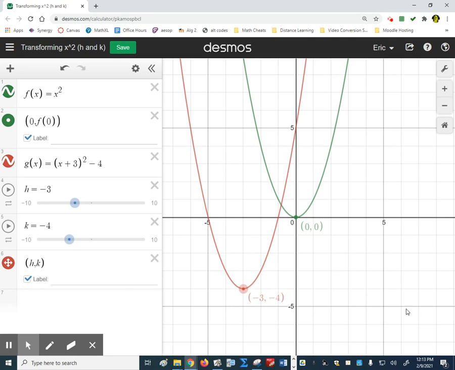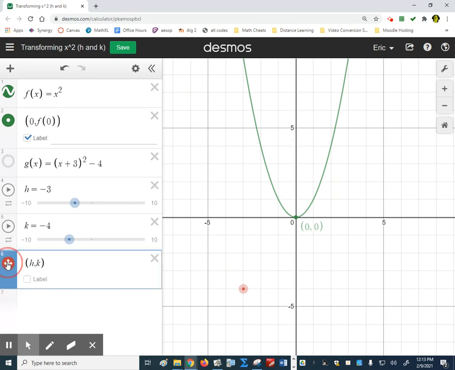Look what it did to the vertex. The x coordinate got 3 smaller, and the y coordinate got 4 smaller. So it went left 3 and down 4. Okay, let's try again. I'm going to make a new one here. I want you guys to tell me what's going on. Let's do the quantity x plus 1 squared plus 5. Okay, tell me what's going on there.